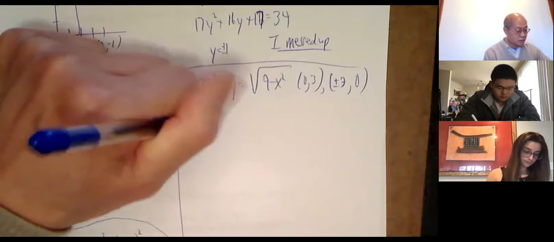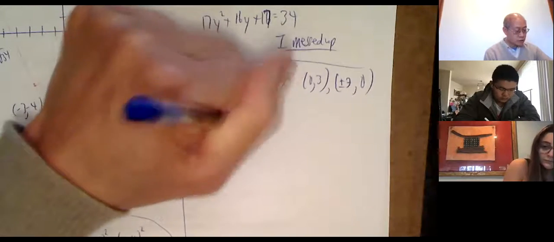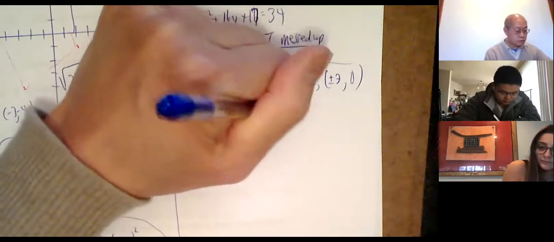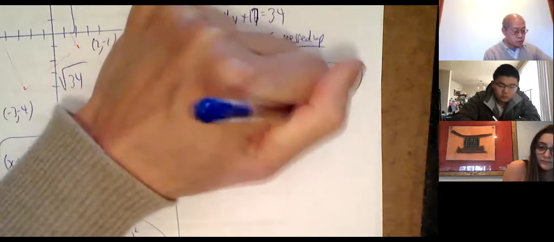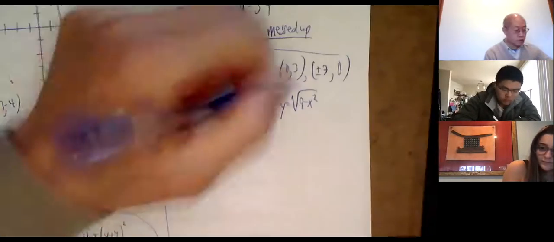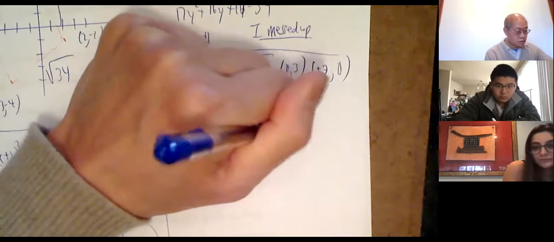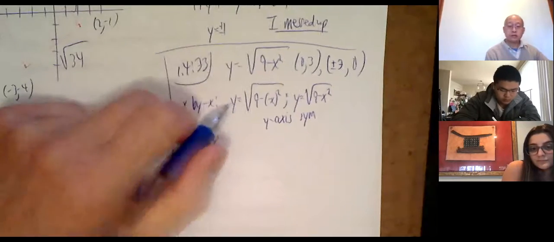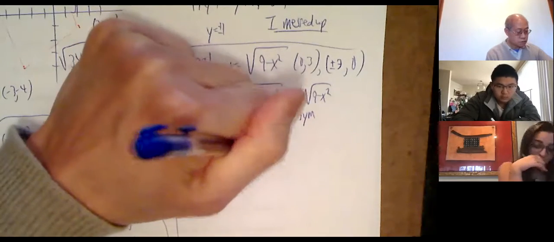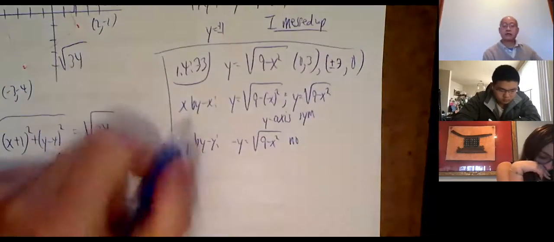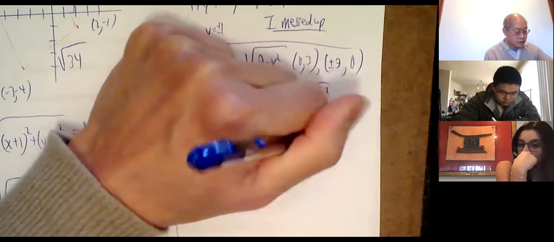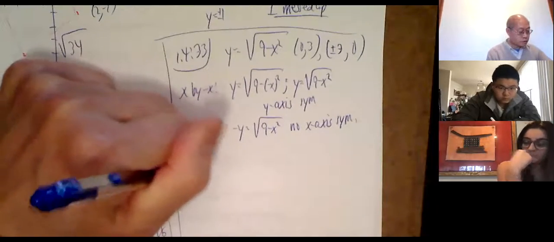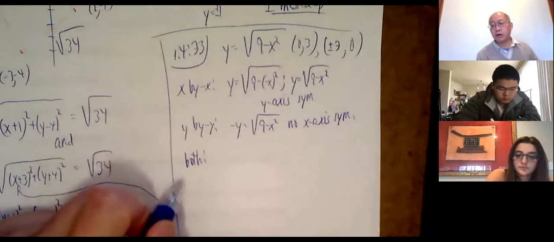Okay, symmetry. Replace x by negative x. y equals square root of 9 minus negative x squared. That is the same as the original. So I have y-axis symmetry. Replace y by negative y. All that happens is you put a negative y there. So that's not the same as the original. So no x-axis symmetry. And if you do both, and by the way, on the test, I'll let you just write both, B-O-T-H.